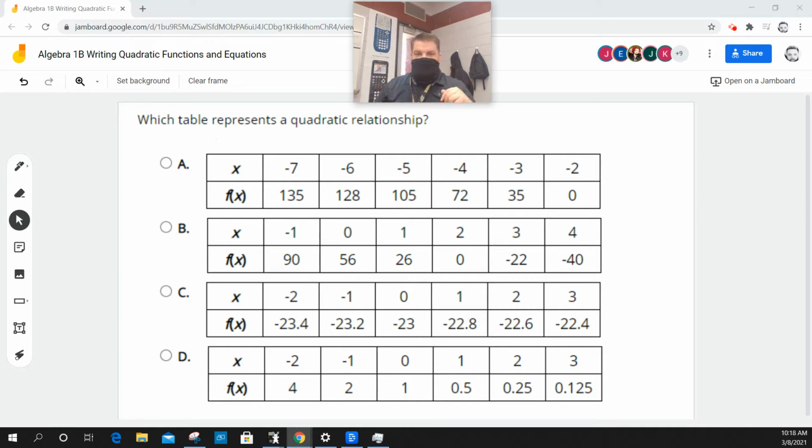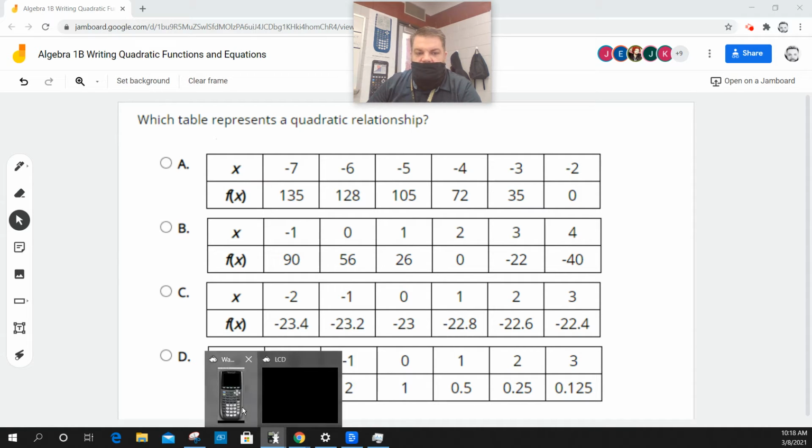So this one says, which table represents a quadratic relationship? So what we're looking for is the change in f of x, the incremental. Now, on a linear function, the change will be the same. In other words, in my x direction, I'm increasing by 1. In other words, -7 plus 1 is -6, plus 1 is -5. So I want to see what I'm doing to get from this term to this term.